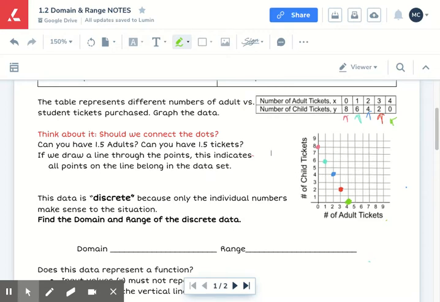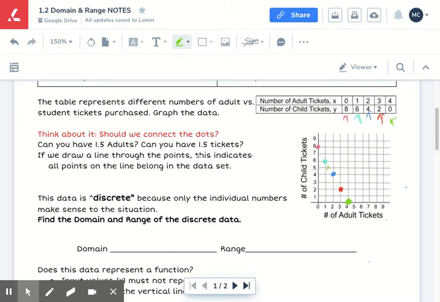Okay, so we need to think about whether or not connecting the dots makes sense. Now, just looking at the data that we have plotted there, it looks like they all fall in a nice straight line. So you may be tempted to connect them, but you actually have to think about the context of the problem to decide whether or not that's a good thing to do. So if we connected them, then maybe this point right here would be a point on our line. And that would correspond to 1.5 adults and 5 children.